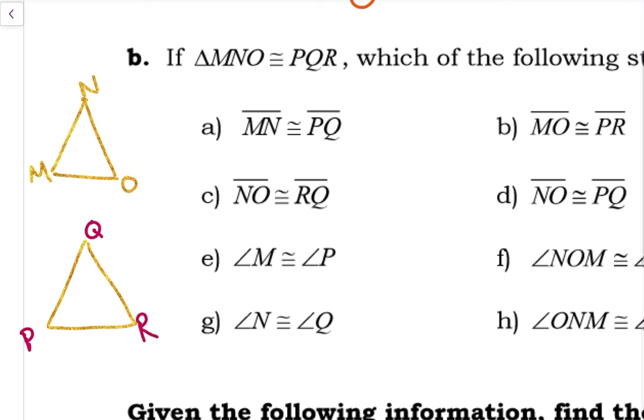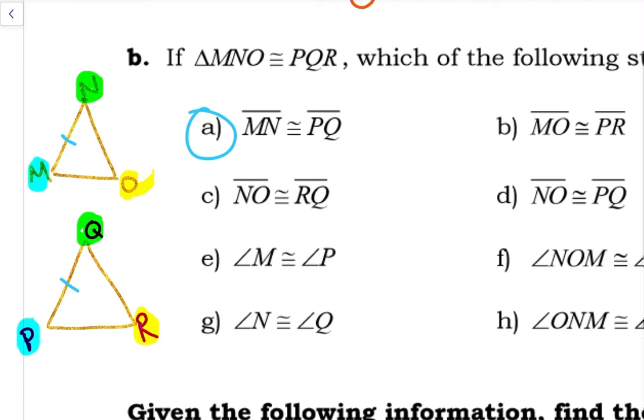So I went left, top, right. I went left, top, right on the second one too, just to keep them all in order, because M is going to go with P, N is going to go with Q, and R and O are going to go together because that's the order that they're listed in that congruency statement. So I have MN is congruent to PQ. Well, MN is this side, PQ is that side. Are they in the same spot? Yep, so that's true.